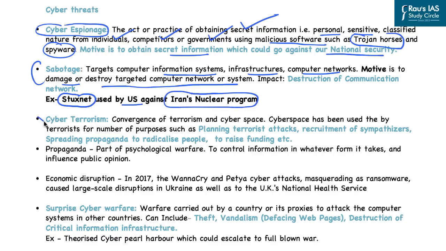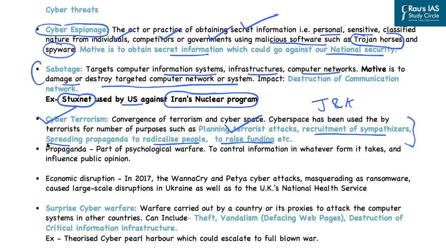Third in this line is cyber terrorism, which simply means the convergence of terrorism and cyberspace. Previously, terrorists did not have exposure to using the information systems that are coming up because of the information revolution. In this line, cyberspace is utilized by terrorists for a number of purposes. These can include planning of terrorist attacks, recruitment of sympathizers, spreading propaganda to radicalize people, and raising funds. And we are aware that we are facing a similar situation in Jammu and Kashmir, in which terrorist organizations from across the border, operating from Pakistan, are utilizing cyberspace for planning terrorist attacks in India, recruiting sympathizers or terrorists in India, and spreading propaganda to radicalize people. They are also using it as a means of funding.